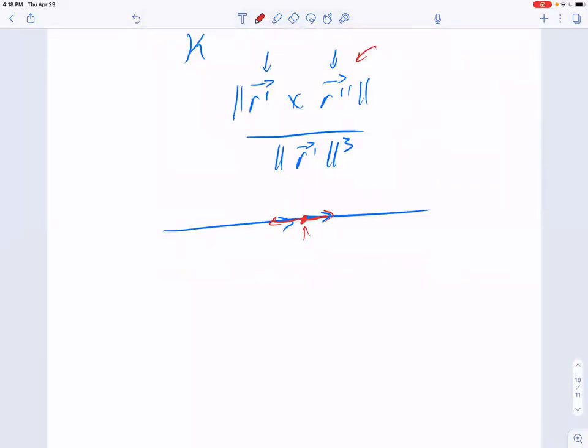Does anyone have any ideas why I charged my Apple Pencil? So what is the most curved two-dimensional curve that you can possibly think of?